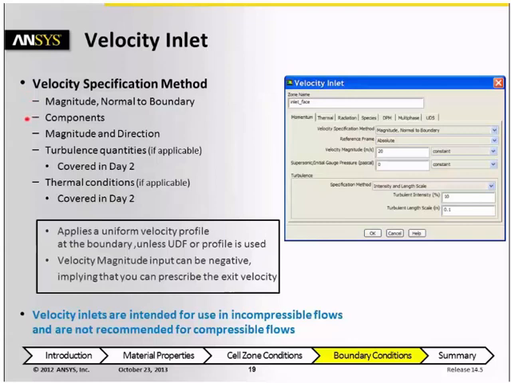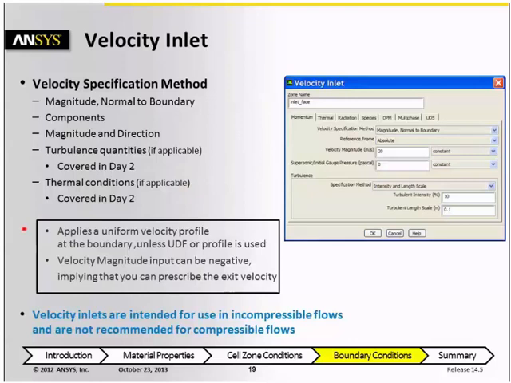You can specify the components of the velocity vector, or you can specify the magnitude of the velocity and its direction, and you select which method you want to use here in the drop-down list on the panel. You have to specify turbulence values if you're solving a turbulent flow, and you have to provide thermal conditions in the thermal tab here if you're solving for heat transfer.